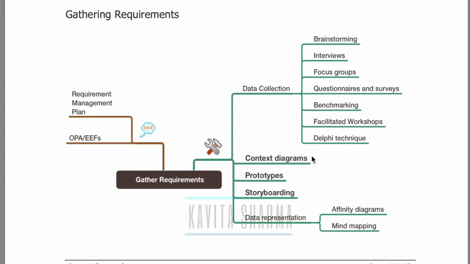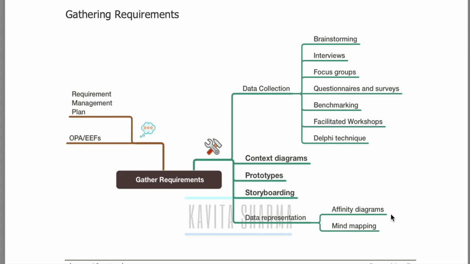Context diagram is a way to represent the information. Prototype is one of the best ways to gather requirements, and at the time of requirement gathering, you can get a sign off on the working deliverable. That way, you are very sure this is what the customer wants. So it is one of the best methods to gather requirements. Storyboarding is another way of prototyping, used in visual domains. For example, you might want to use it in ads, or in the animation domain.